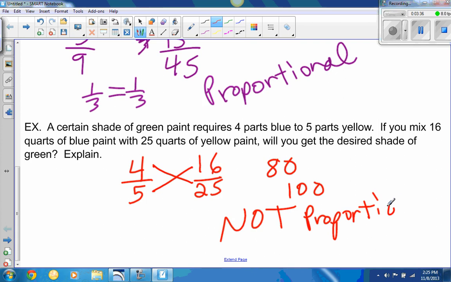In other words, you will not have the right shade of green. It's going to be off because this is not proportional to that. It doesn't name the same ratio.